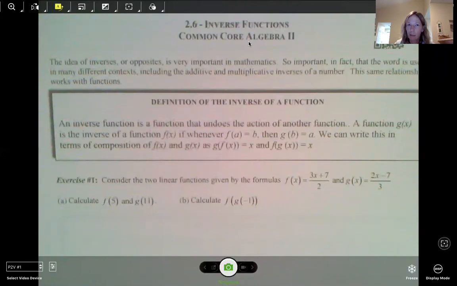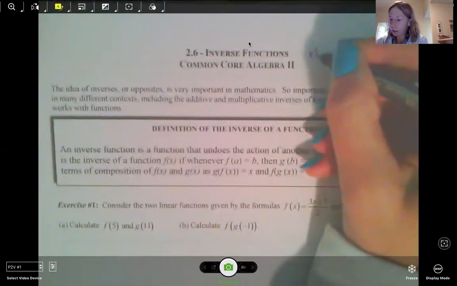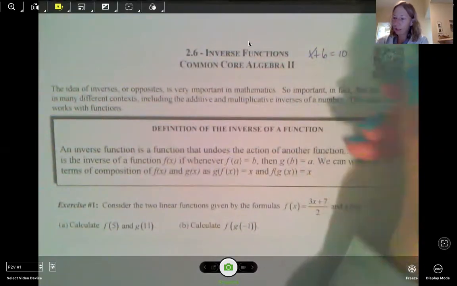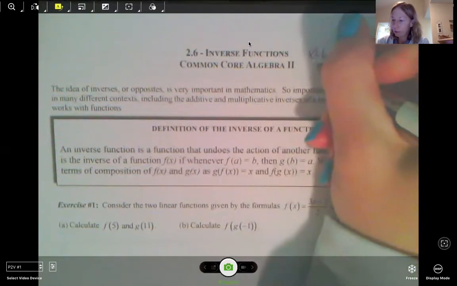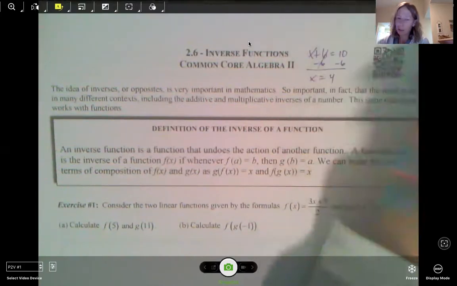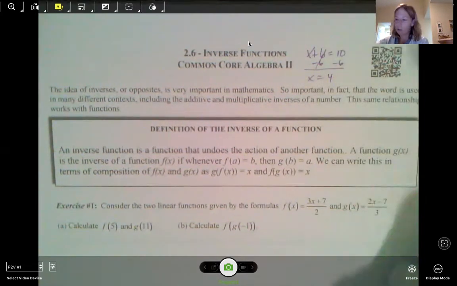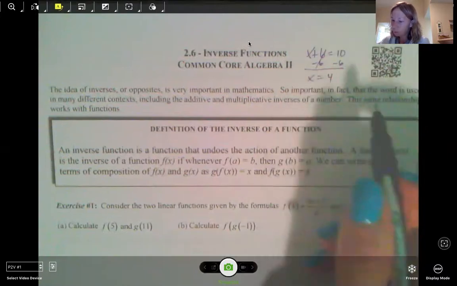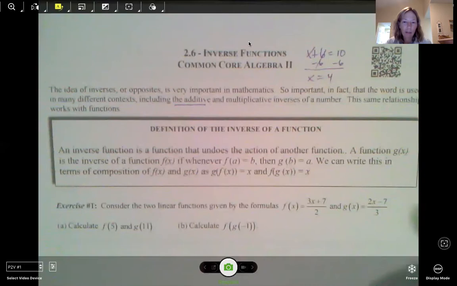meaning if we had something like x plus 6 equals 10 and we're solving for x, we would say what's the inverse or what's the opposite of adding 6? And that would be subtracting 6. We'd do that on both sides and we would get an answer. So addition and subtraction is one set of inverses that we've talked about. So that's what we're talking about when we talk about the additive inverses of a number.